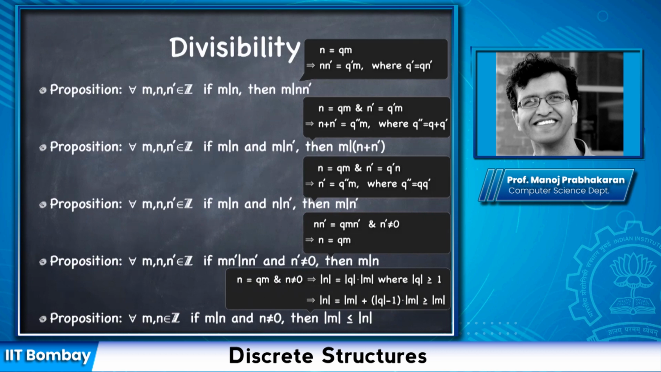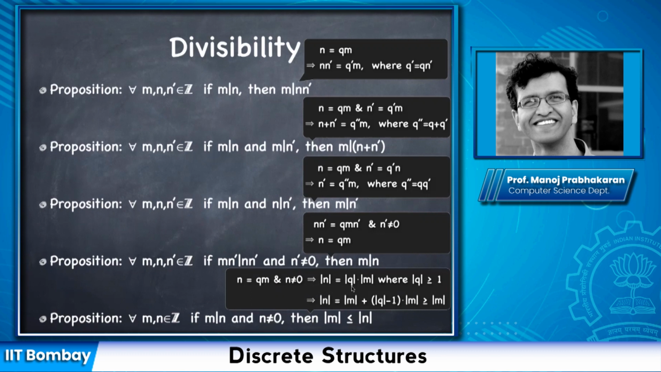And this is, of course, only for n not equal to 0, because divisors of 0 are all over the place. Every integer is a divisor of 0. So if n not equal to 0 and n is a multiple of m, firstly, I derive this equation here by taking absolute value everywhere. So the absolute value of n is the absolute value of q times the absolute value of m.